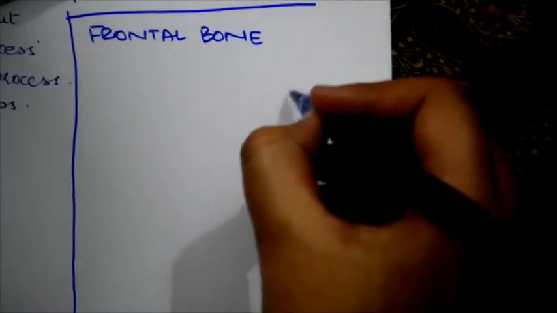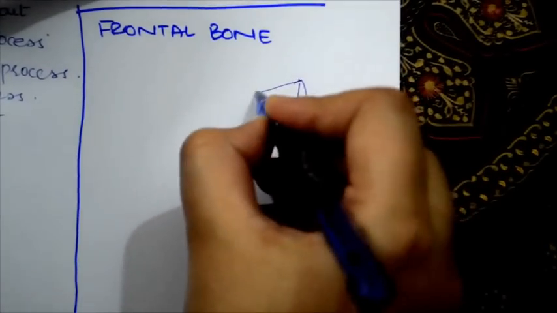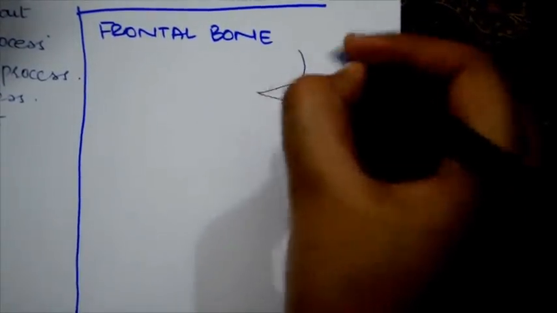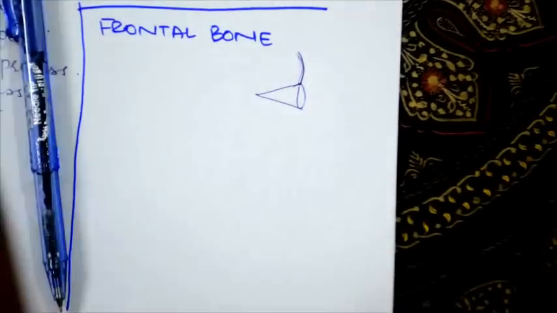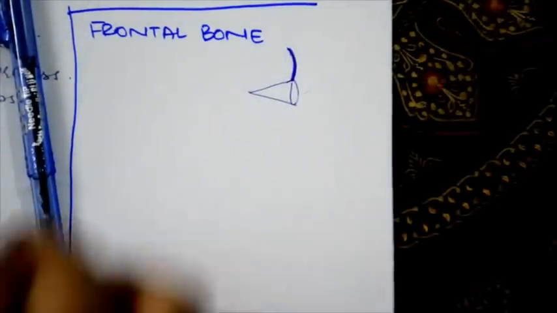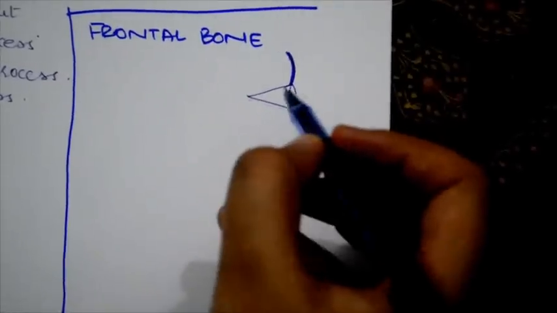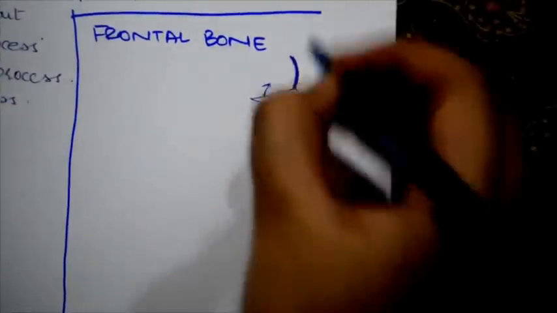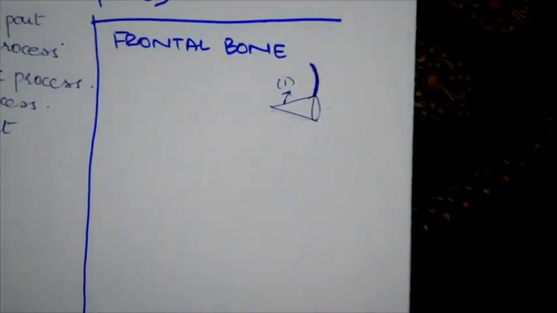So if we make the orbit like this, the orbit side view, like this. I'll actually demarcate it for you. The marker one, the dark one, is the frontal bone. This is the orbit, this is the roof of the orbit, this is the base of the orbit, and the orbit is conical, as you can see in the diagram. So this part, that is 1, is the orbital plate of the frontal bone, making the roof of the orbit.